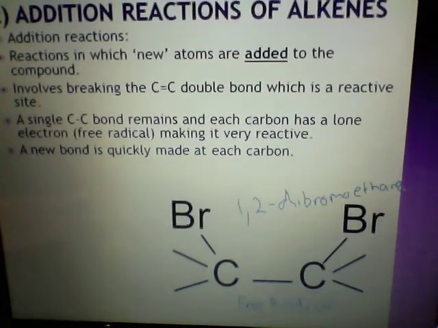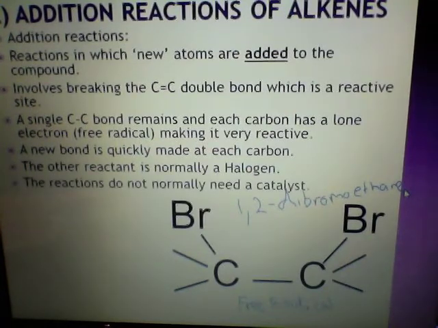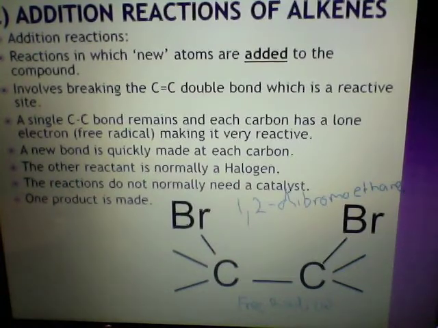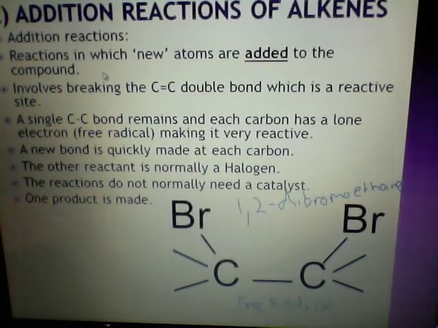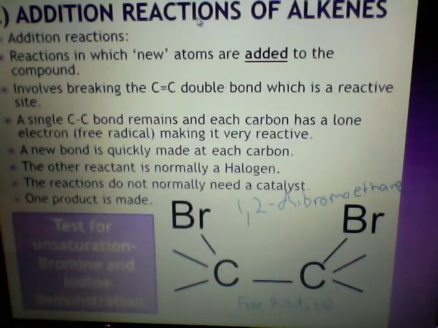Okay. The other reactant is normally a halogen. Reactions don't normally need a catalyst, and one product is made. Notice that no HBr is made, or HCl, if it was reacting with chlorine. It's just one product. So under your definition, I want you to write addition reactions are reactions in which new atoms are added to the compound, and I want you to have this as your example.